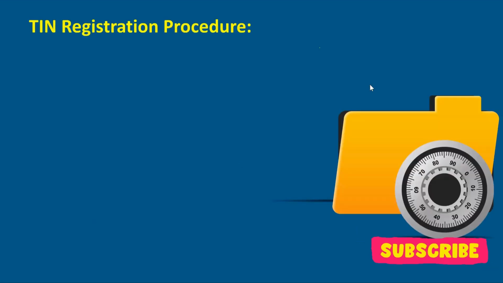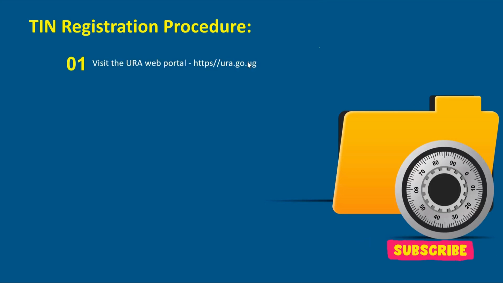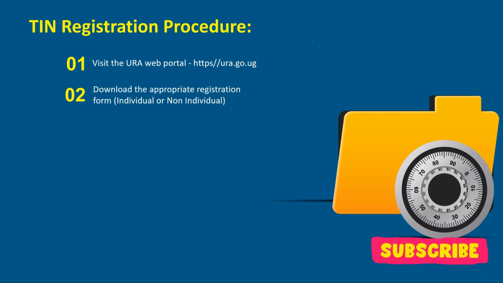So what's the procedure? Assuming a client comes to you and they want to be registered for tax. So step number one, you will visit the URA web portal, which I'm going to share here. Step number two, you download the appropriate registration form, individual or non-individual, depending on the client that you have. Because now your clients are divided into two. You will have those that are individual, and then you have the non-individual clients.